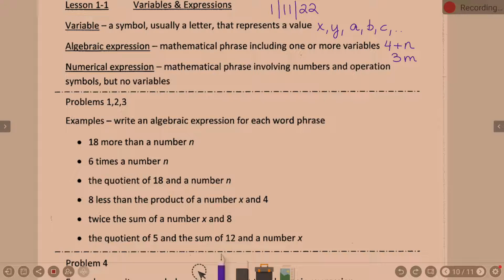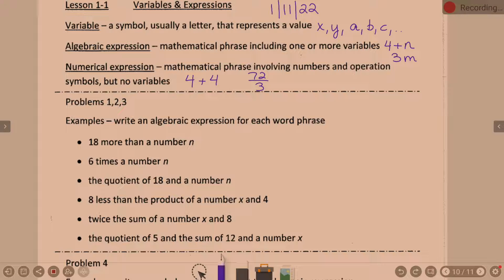Whereas a numerical expression, guess what? No letters, only uses numbers. It's going to be numbers and then some type of operation symbols, no variables. 4 plus what? Yep, 4 plus 4. 72 divided by 3. We could write a lot of these. But that's, say, some numerical expressions.